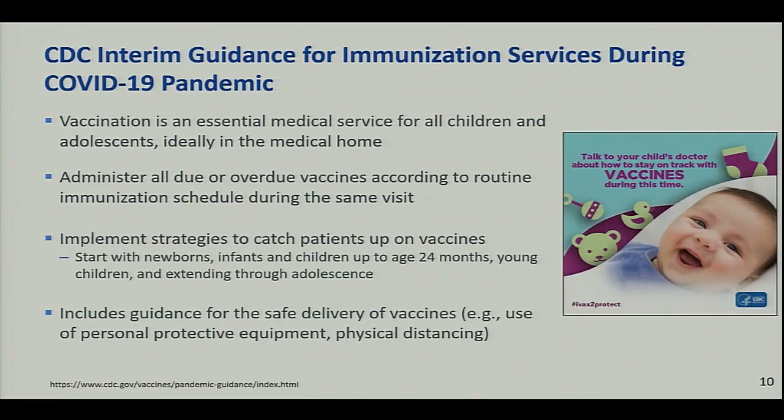That guidance identifies vaccination as an essential medical service for all children and adolescents that ideally should be delivered in the medical home. All due or overdue vaccines should be administered according to the routine immunization schedule during the same visit, and strategies to catch up patients on vaccines they missed should be implemented, starting with the youngest children and extending through adolescence. The guidance also addresses safe delivery of vaccines, including use of personal protective equipment and physical distancing.